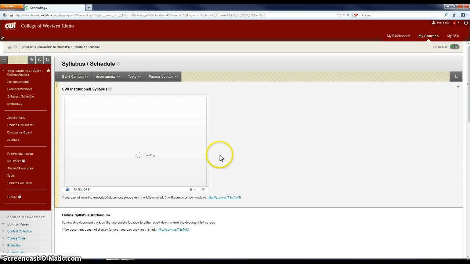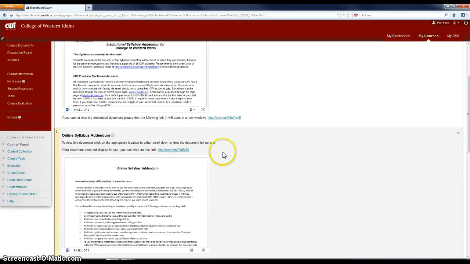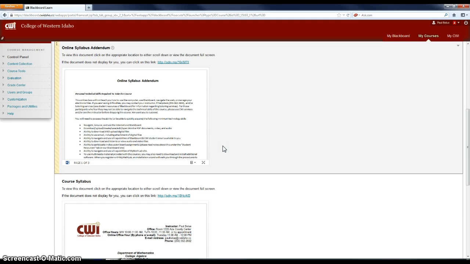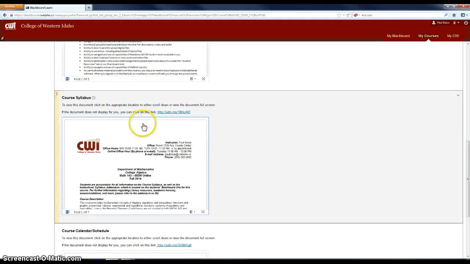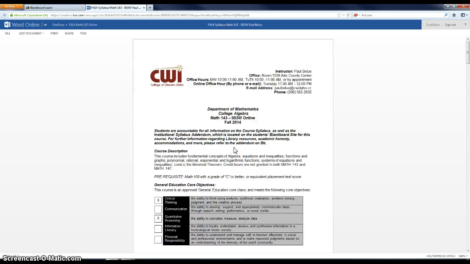The first two syllabi are the institutional syllabus and the online syllabus addendum, and I have a separate screencast that explains those syllabi. But here is the course syllabus. I'm going to go ahead and enlarge this. And we're going to go through some of the important material that's found in the syllabus.